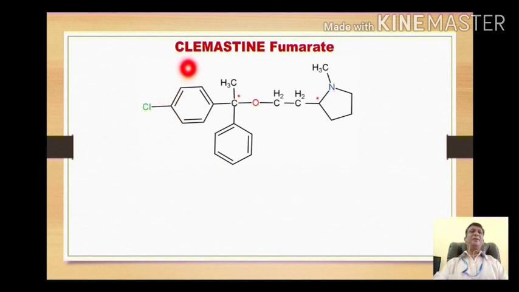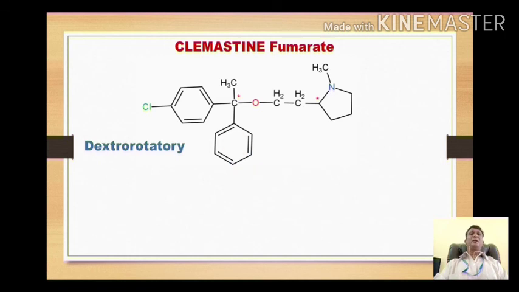This Cl stands for chlorine. This Me stands for this methyl. And clemastine also belongs to the same category, that is ethanolamine ethers. Here one of the substituents on the carbon is a methyl group, and instead of piperidine now we have a pyrrolidine ring attached with a methyl group.